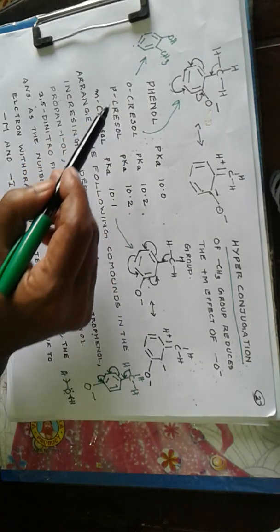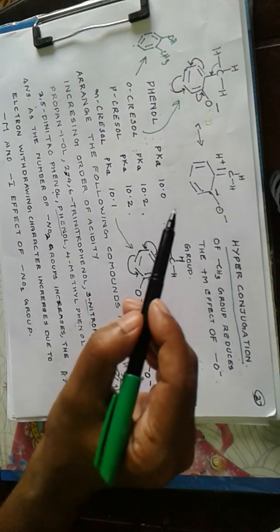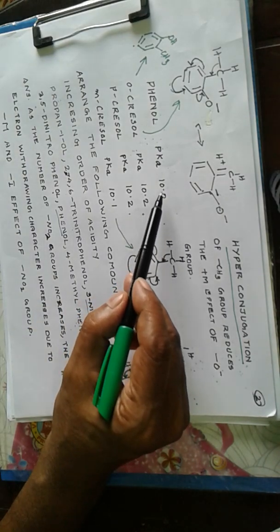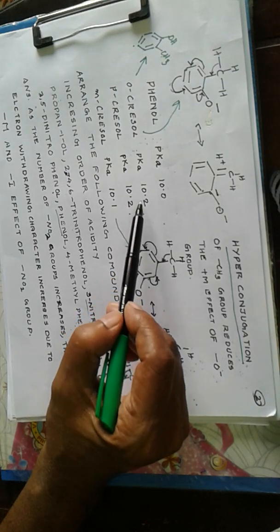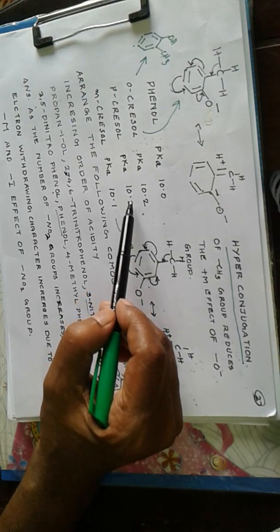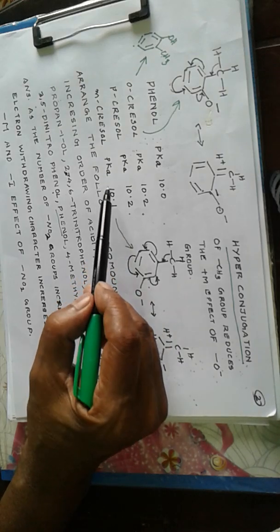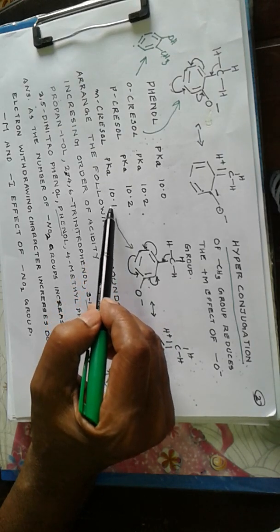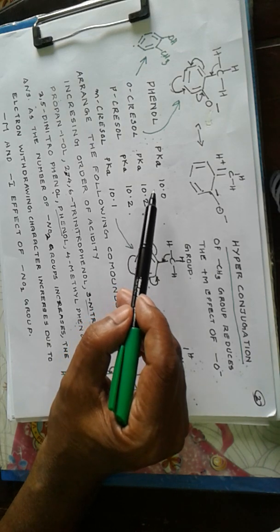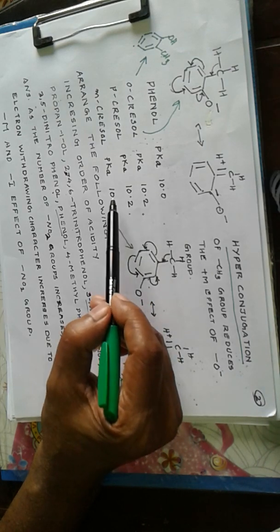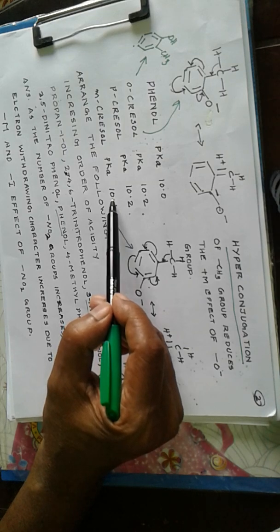Then coming to the various methyl phenols: orthocresol, paracresol and metacresol. Now phenol has a pKa value of 10, orthocresol has a pKa value of 10.2, paracresol also has a value of 10.2, and metacresol has a value of 10.1. So we can say metacresol is slightly higher in acidity than ortho and paracresols.